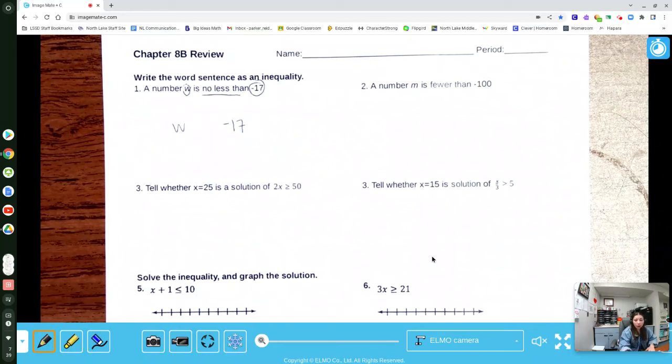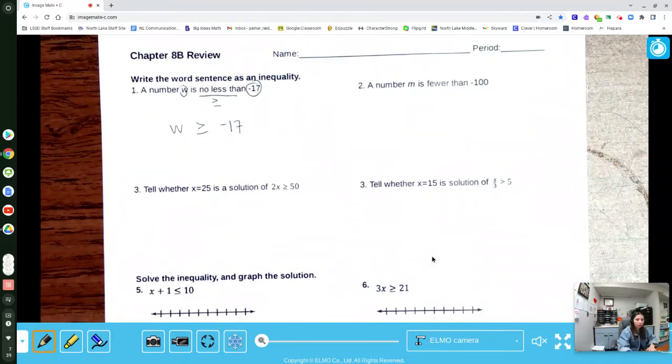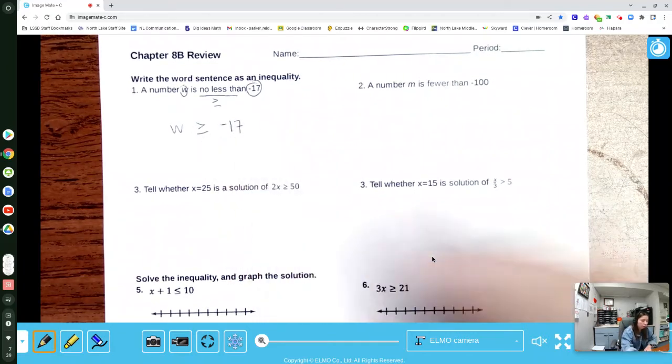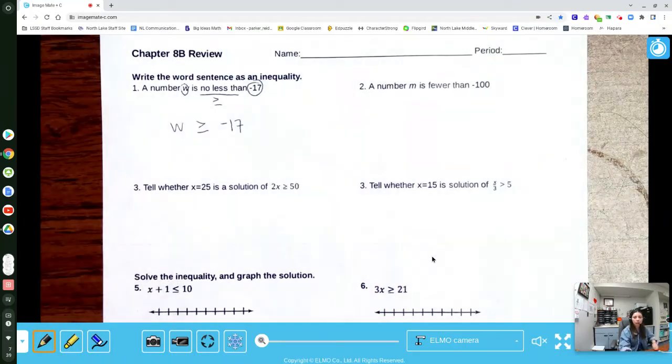Well, if W cannot be less than negative 17, that means it could equal negative 17 or be more than that, could be greater than that. So we're going to use a greater than or equal to sign because W can't be less than negative 17, but it could be greater than or equal to it. And this is our final answer. W is greater than or equal to negative 17.